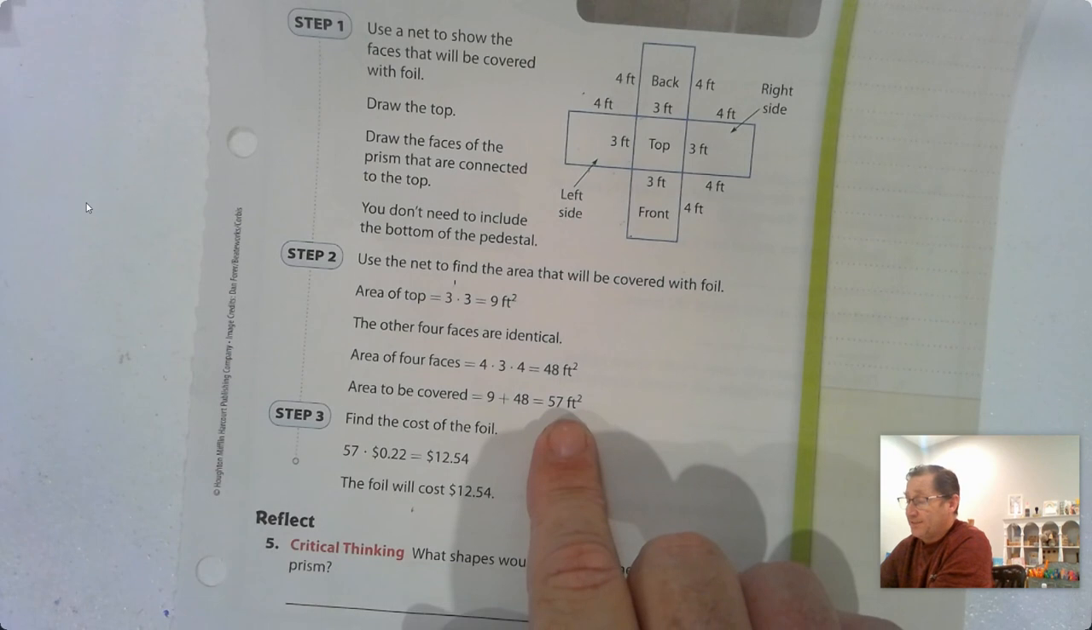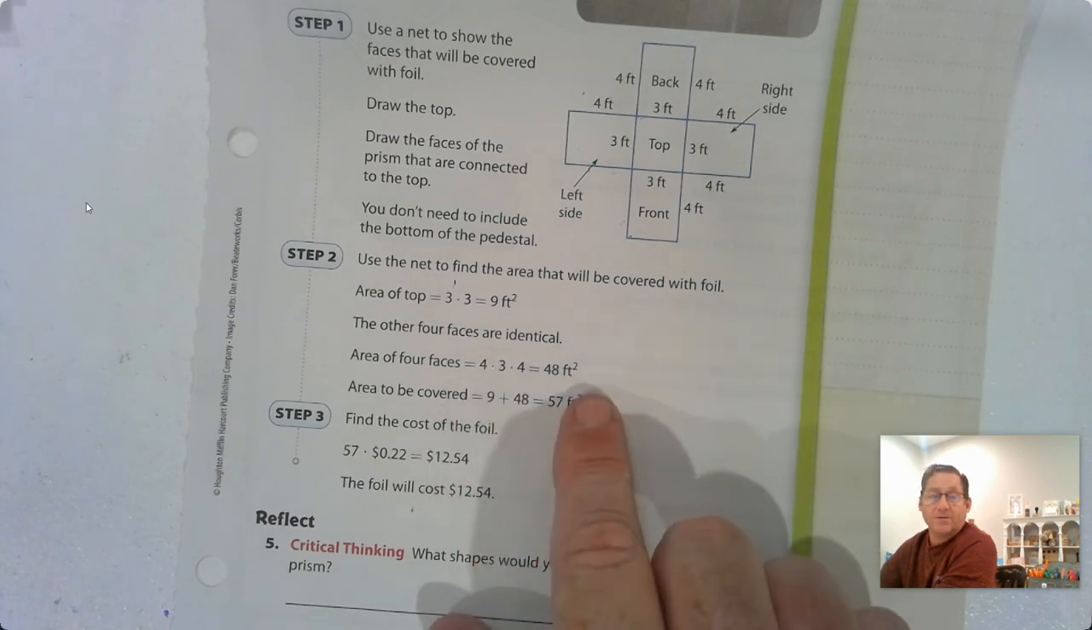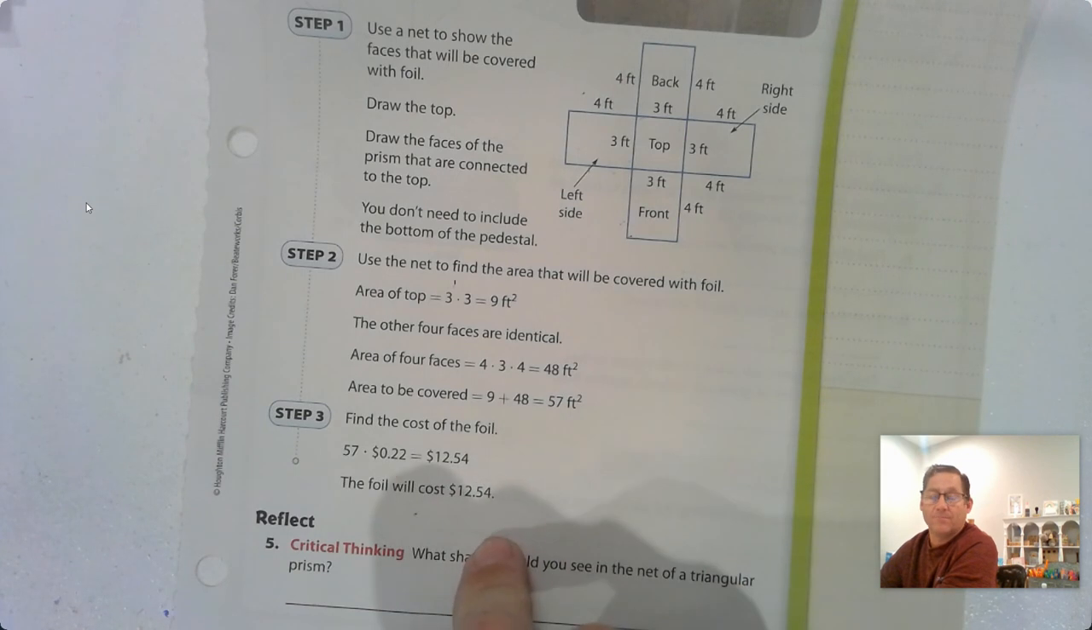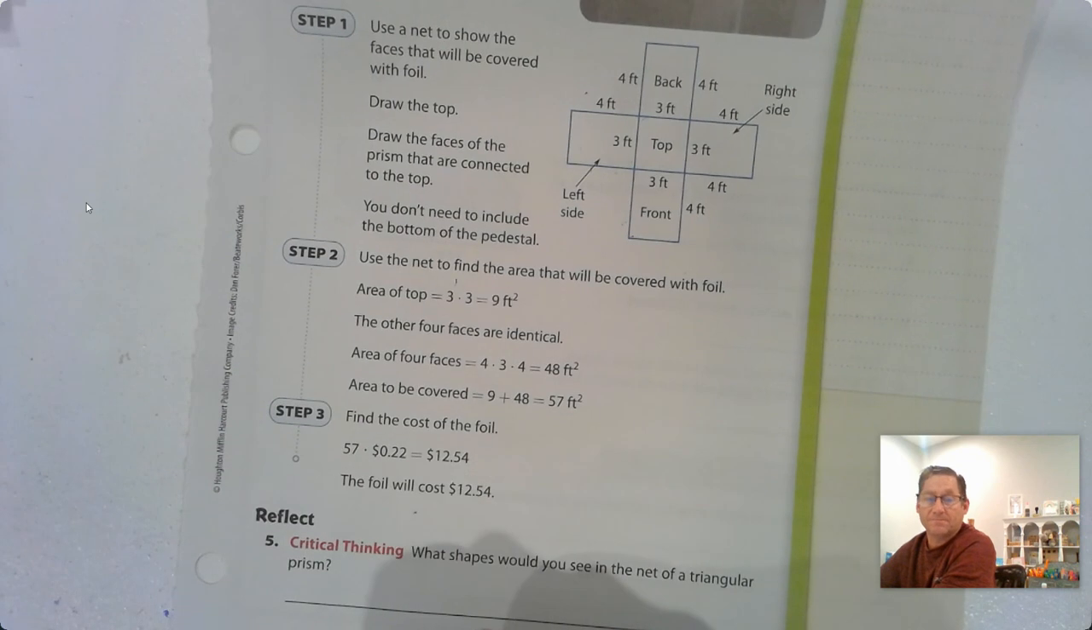But the actual question says, how much will the foil cost? So we had to figure out the surface area first, now multiply that by 22 cents, and it comes out to $12.54. So the foil will cost $12.54.